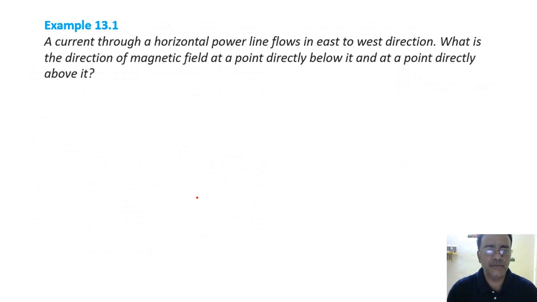So let us see one example. A current through a horizontal power line flows in east to west direction. The direction is given east to west. So what is the direction of magnetic field at a point directly below it and at a point directly above it, right? Let us see the figure first, because this is the east direction and this is the west direction, and current is flowing in this direction. So let us see the diagram first.